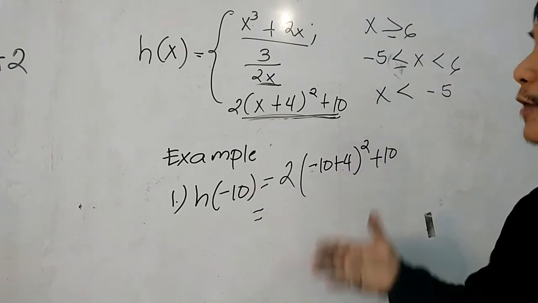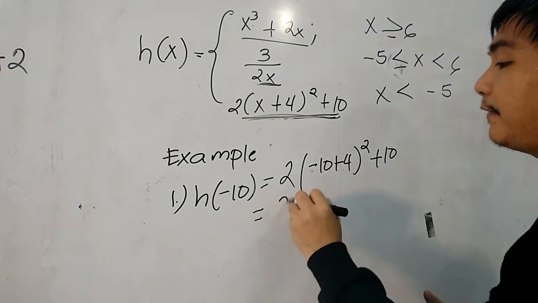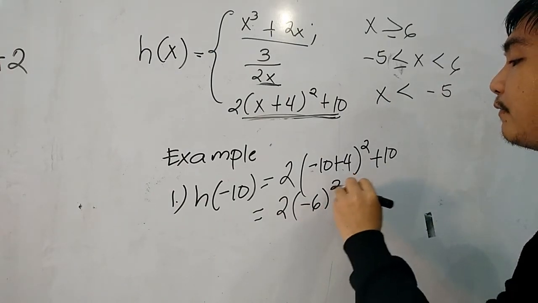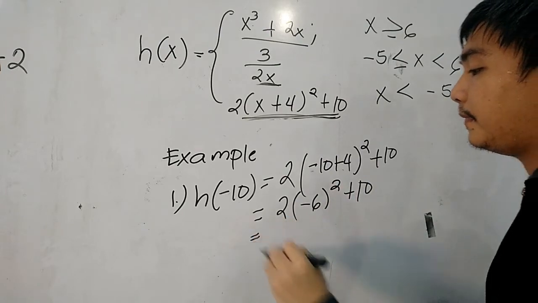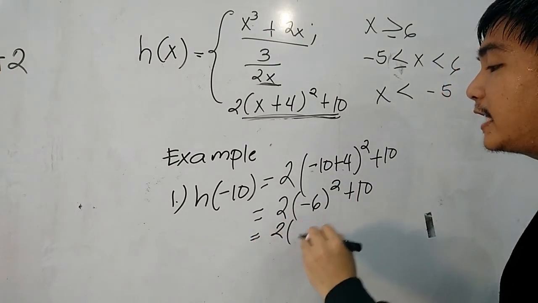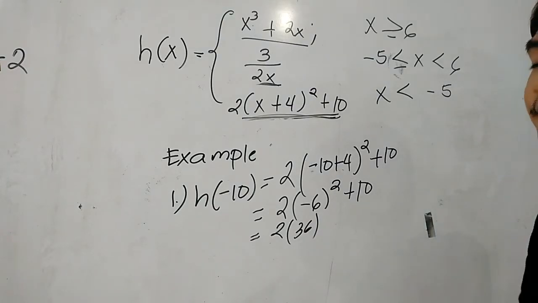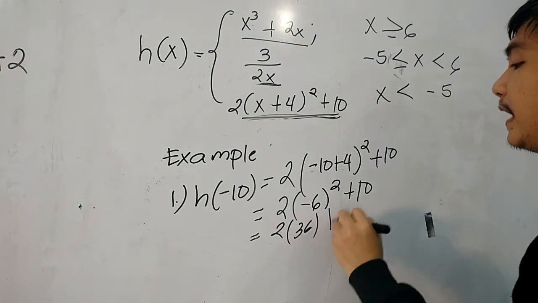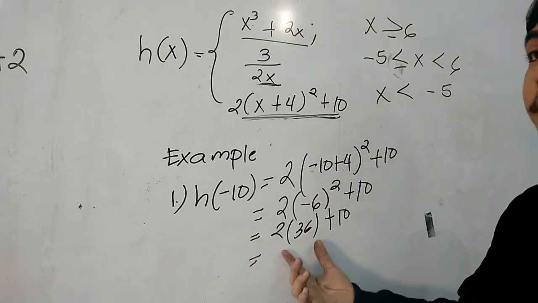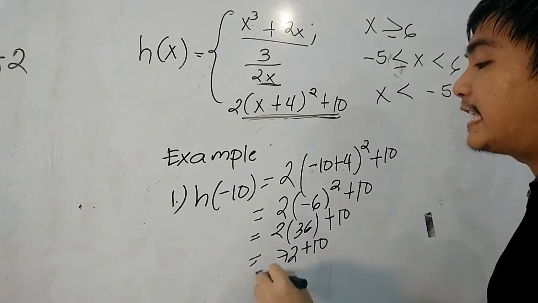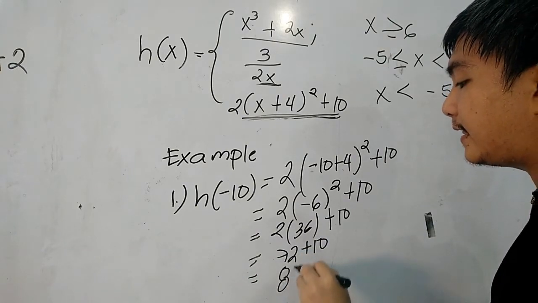Solve po muna natin nasa loob ng parenthesis and then the exponent. We have 2, negative 10 plus 4, that is negative 6 squared plus 10. Negative 6 squared is positive 36 since negative times negative is positive. 6 times 6 is 36 plus 10. And then multiply 2 times 36, that is 72 plus 10. 72 plus 10, that is 82.